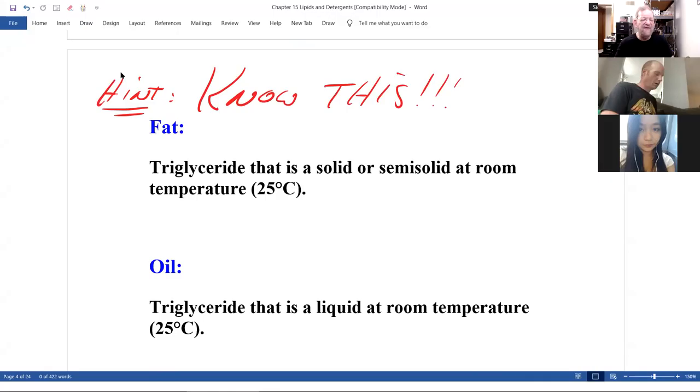Now, what is a fat? What is an oil? A fat is a triglyceride that is a solid or semi-solid at room temperature. For those who are wondering what room temperature is, it's 25 degrees C, and I think that's 77 Fahrenheit. If you're wondering what a semi-solid is, if you've ever let butter out on a dish for a while, you know how it gets soft, and if you stick your finger in it, it goes in easily, but it's still a solid. That's what we call a semi-solid. Now, what's an oil? An oil is a triglyceride that's liquid at room temperature.